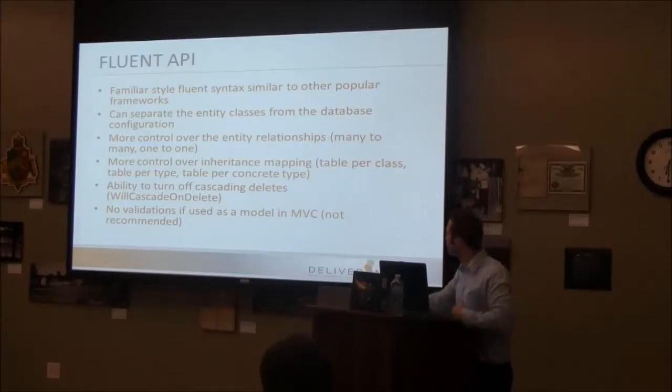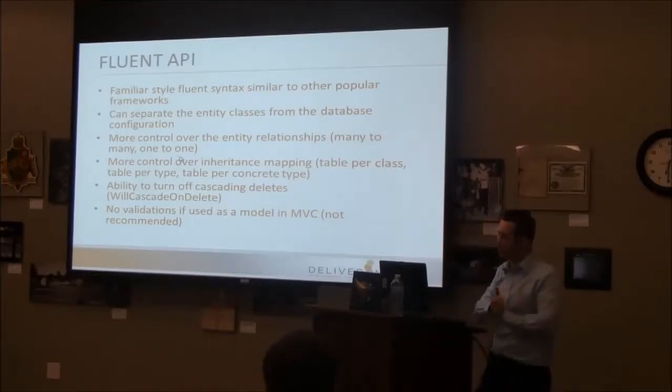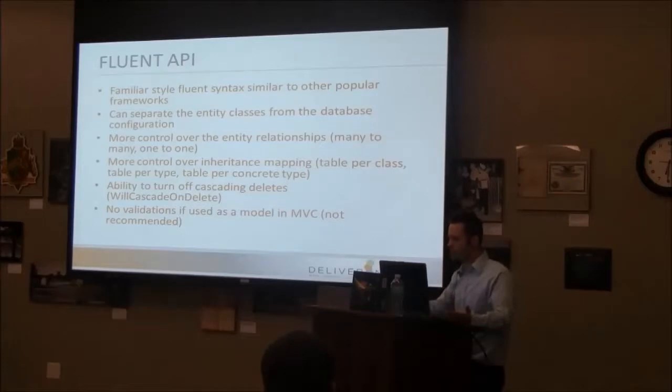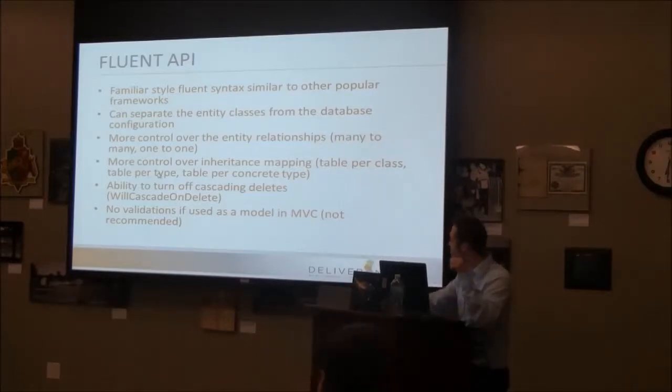You have more control over the inheritance mapping. So there's a few different inheritance mappings you can do. One's called table per type, one's table per class, and the other is table per hierarchy. As far as I know, you can't actually do that in the data annotations. Don't quote me on that because I'm not 100% sure, but you have a lot more control when you actually want to do those scenarios.